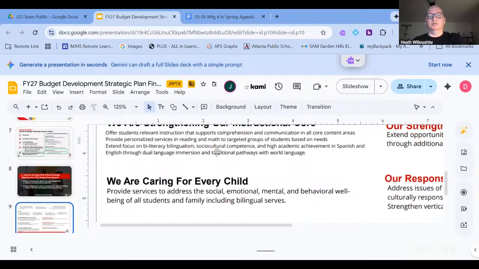English through dual language immersion and traditional pathways with world language. I think it was just a typo. Okay, so that one is combined with the extend opportunities. Oh, gotcha. Okay.